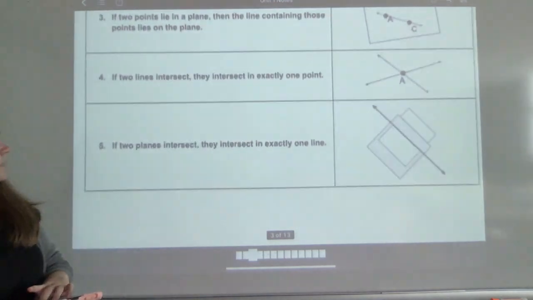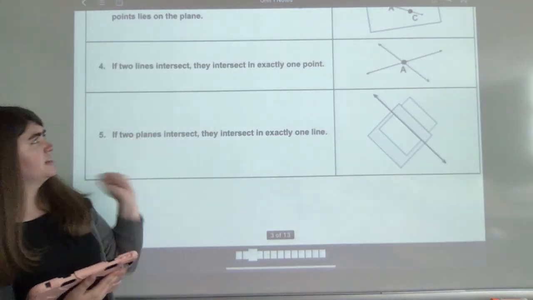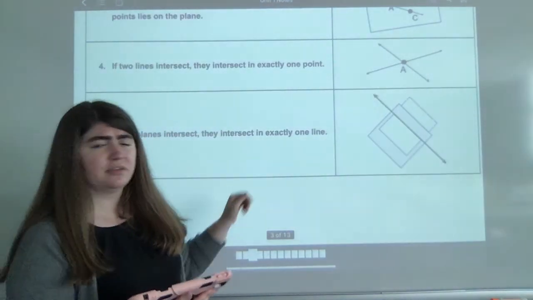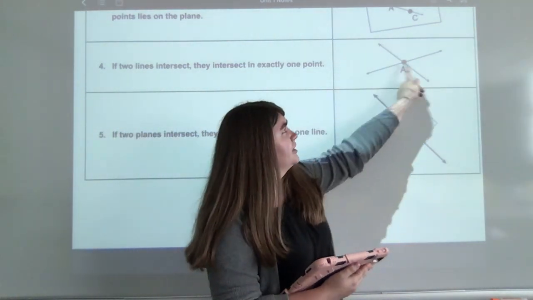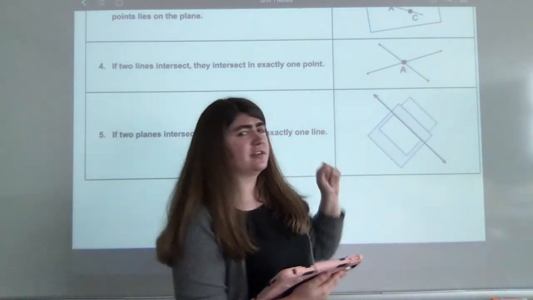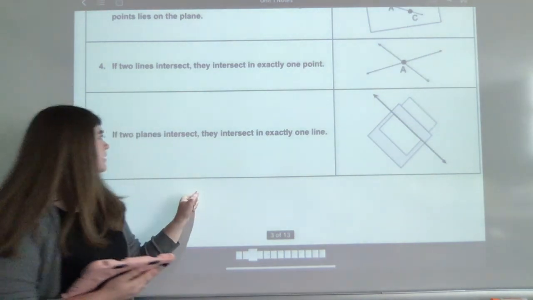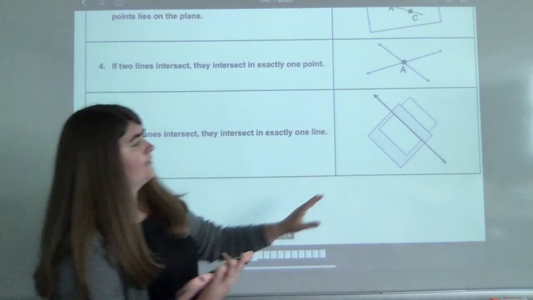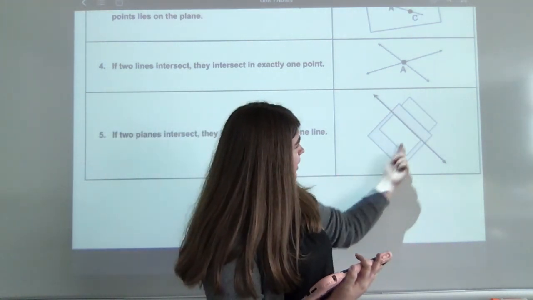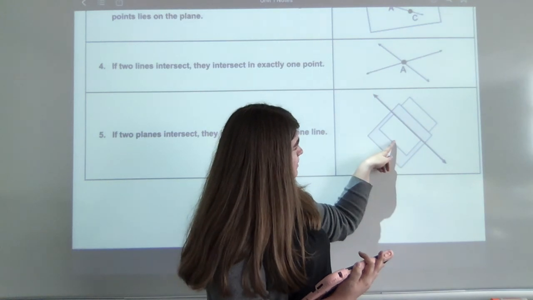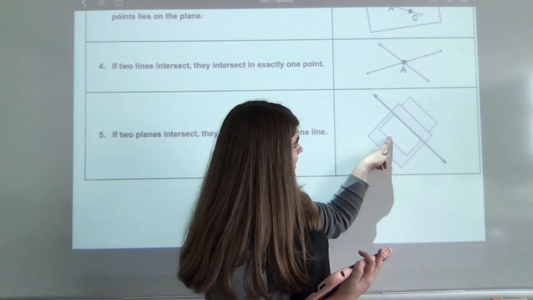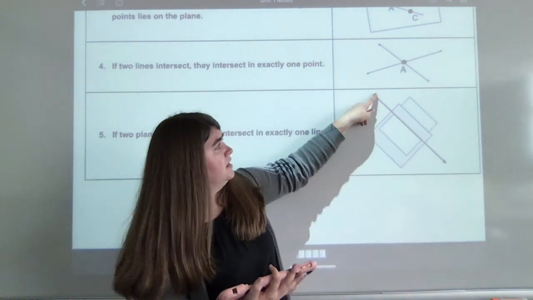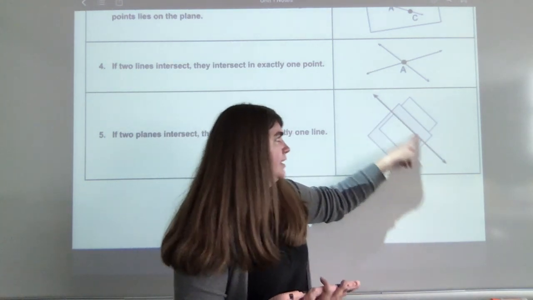Number 4, if 2 lines intersect, they intersect in exactly one point. So we have 2 lines drawn here and their intersection point is highlighted there. Number 5, if 2 planes intersect, they intersect in exactly one line. So I have this one plane that's going up and down and this second plane that's going from side to side, and they are intersecting on this line right there.